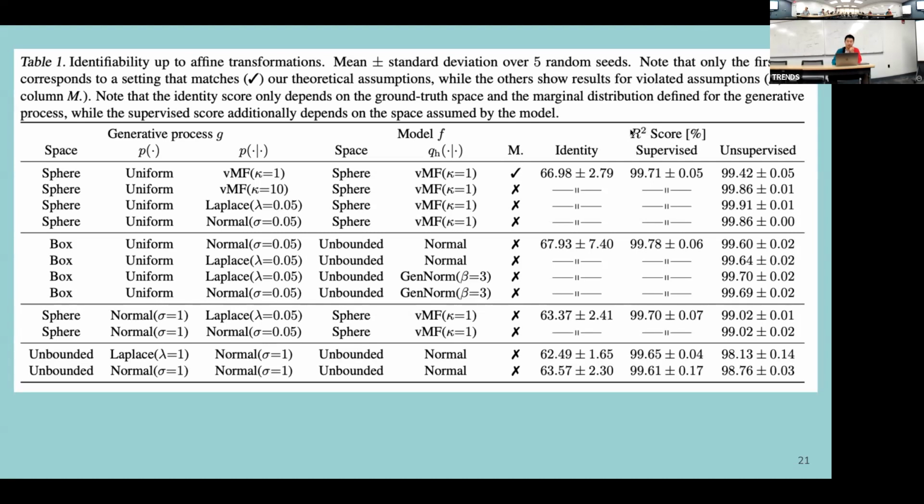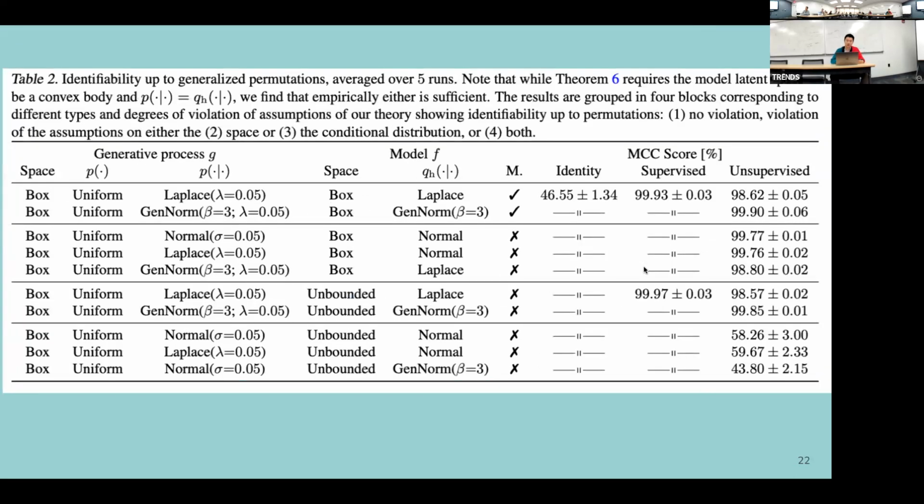Based on the R squared, which is the coefficient of determination, and based on the theorem, they said a mismatch of their assumptions will not affect the performance a lot. But for the mean correlation coefficient, when it comes to normal distributions and unbounded space, there will be drops in the result. And this is what it means: the rotated versions of the latent space are indistinguishable.